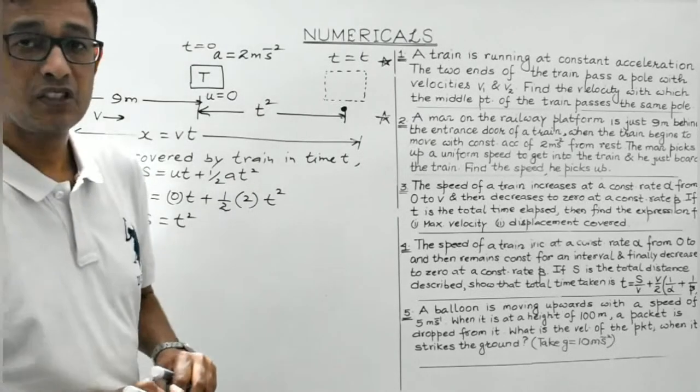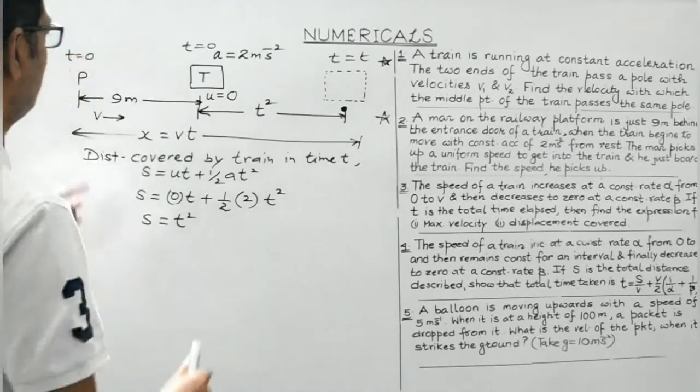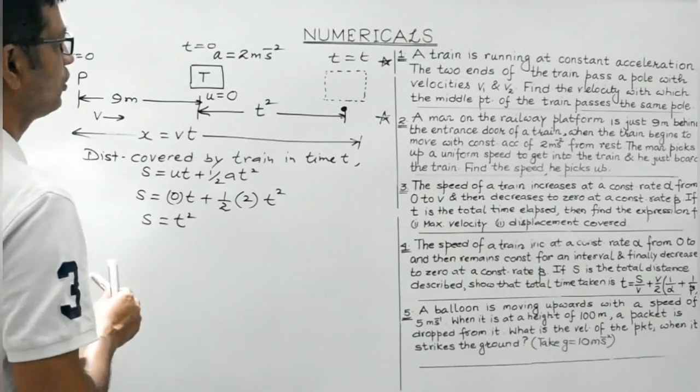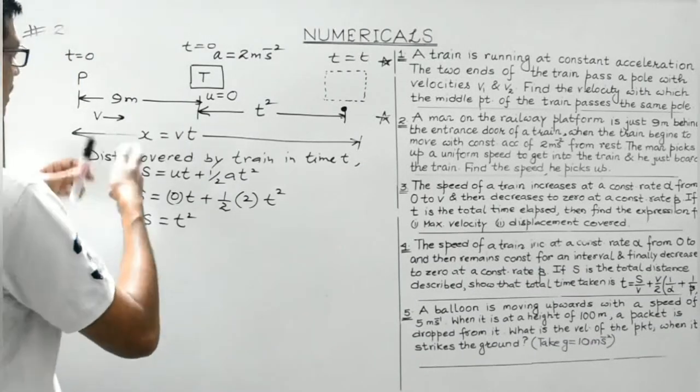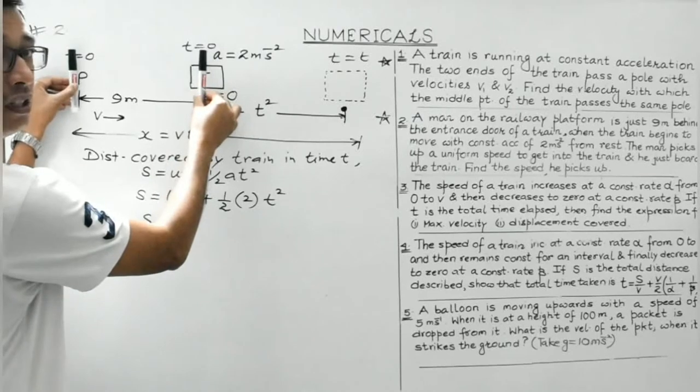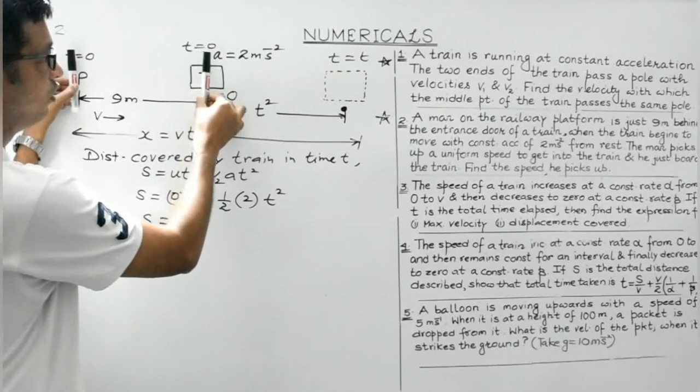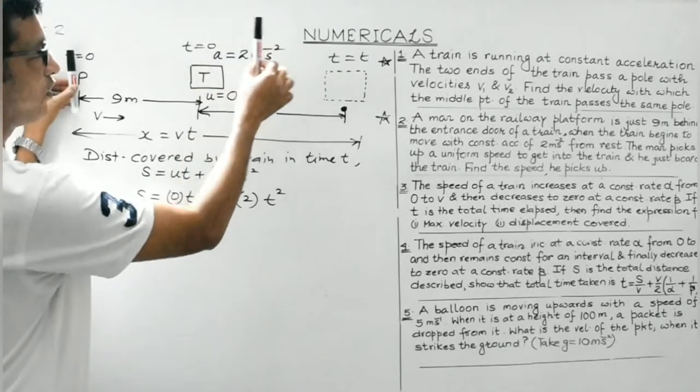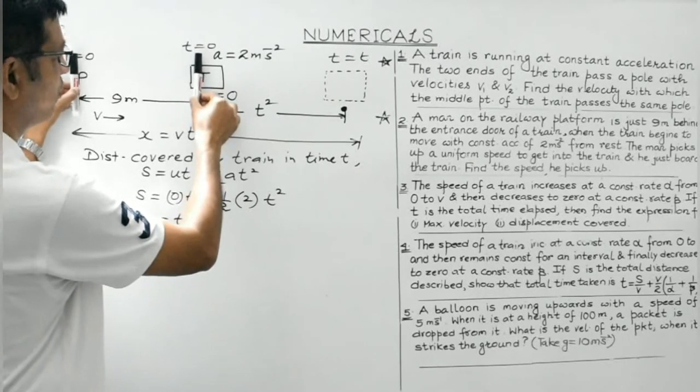So students, the diagram is clear. Again I repeat, initially this is the position of the train and the person, like this. Now the train starts moving uniformly at a constant acceleration of 2 meters per second square. So the situation will be like this.